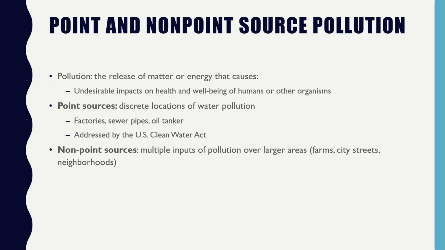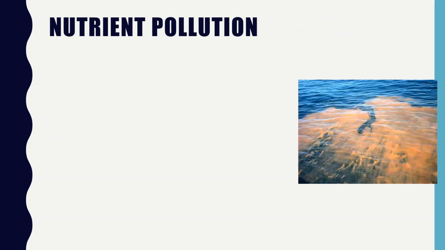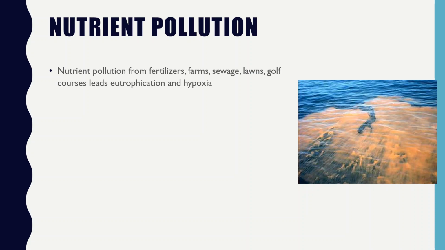We also have a lot of different types of pollution. Something we have is nutrient pollution, which is when you get fertilizers from farms or sewage, lawns, golf courses. Basically, that fertilizer runs into a waterway, and then it causes a bunch of algae to grow, and it leads to something called eutrophication and hypoxia.